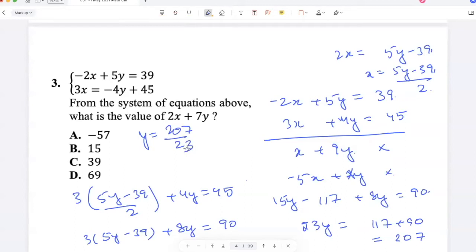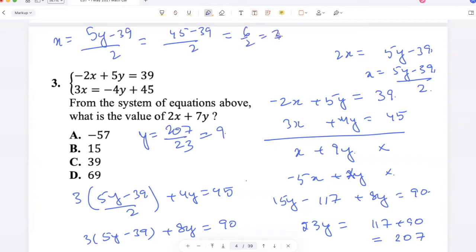Right, so let's plug that in the calculator. So that's 9. So y is 9. So let's find x. x would be 5y minus 39 by 2. So 45 minus 39 by 2. So 6 by 2. So x is 3. So 2x plus 7y would be 6 plus 63, which is 69. Option D.